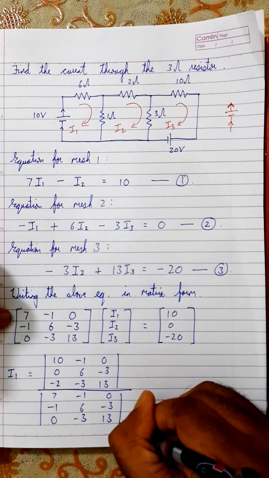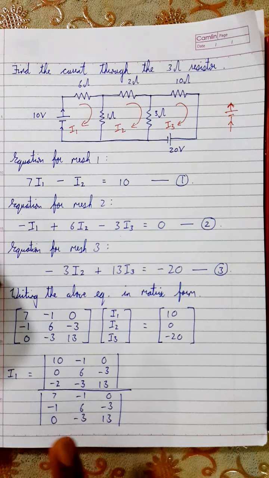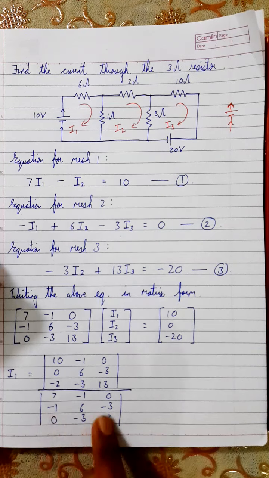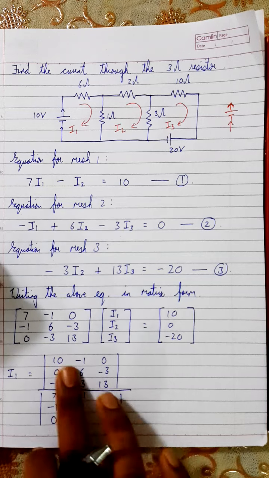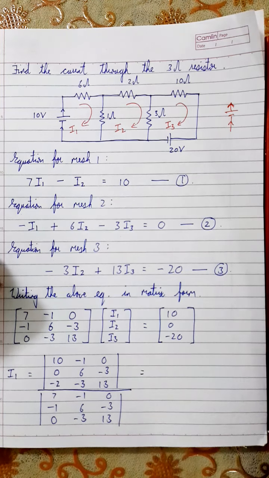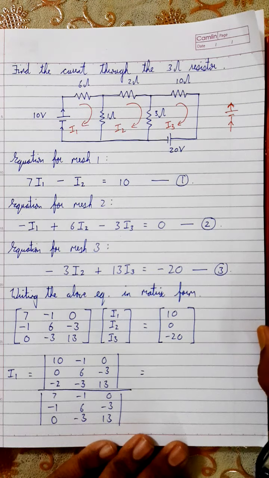Okay. The determinant in the denominator will be the same for all the currents, right? So you just need to find the denominator only one time, and then substitute it for all other currents, right? But the numerator will be different for all the currents, right?